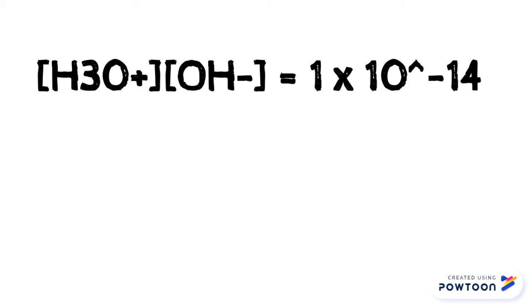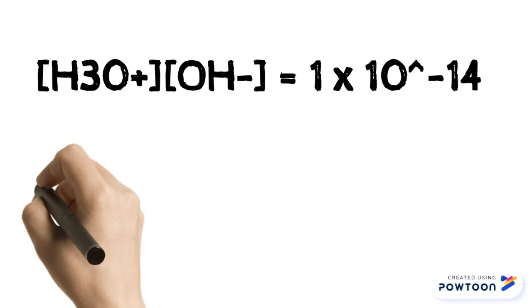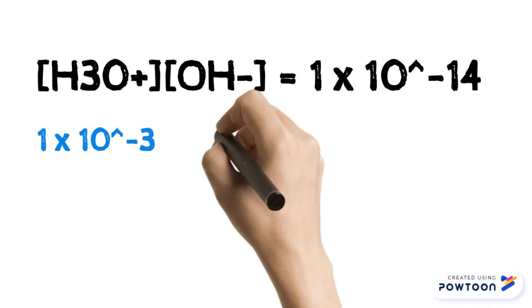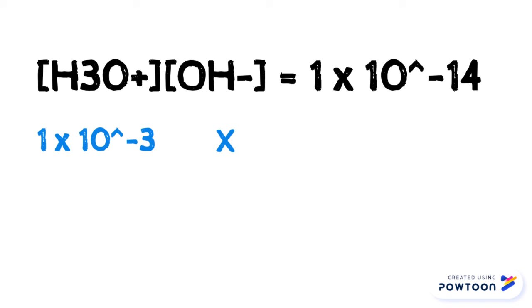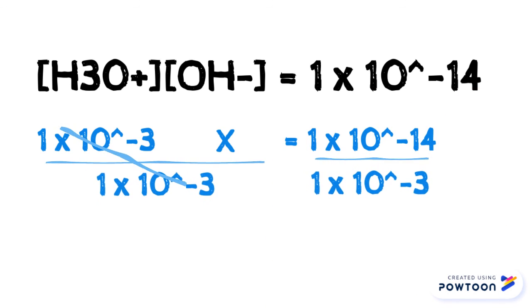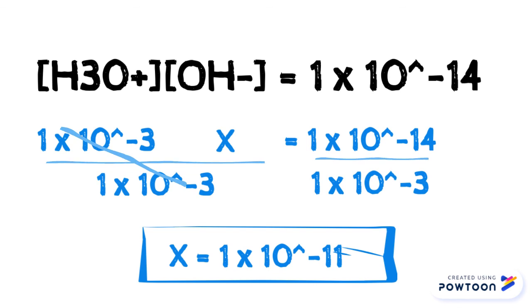Let's check to make sure. Based on our Kw formula, we know that the molarity of H multiplied by the molarity of OH is the constant 10 to the negative 14. Let's plug in what we know. The H value is 10 to the negative 3, the OH value is unknown, and the constant is the same. All we need to do is solve for x, which, as expected, has an exponent of negative 11.